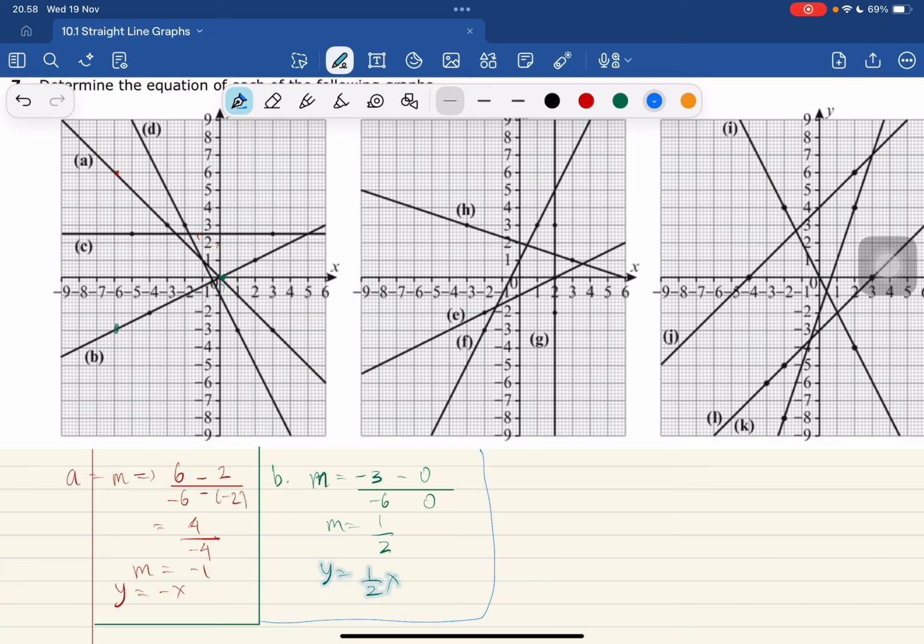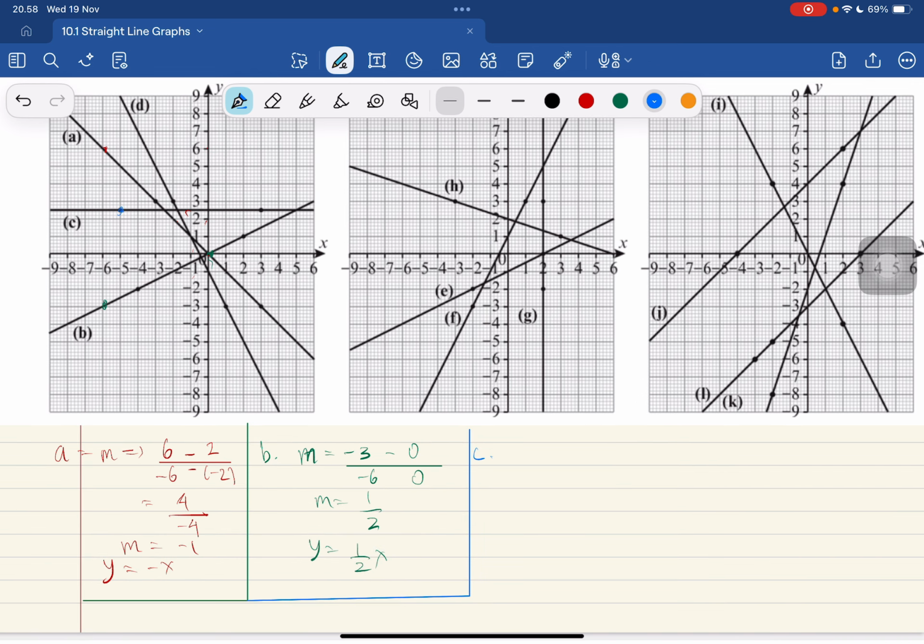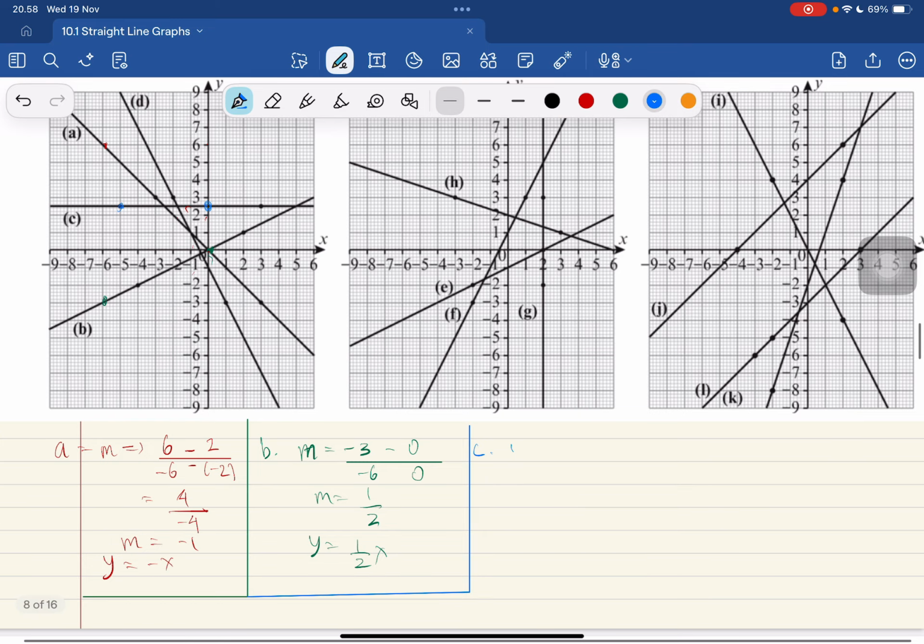Next for C. Look at the line C. This is one horizontal line, so y equals 2.5. All of it is y equals 2.5. Next, we've got D.